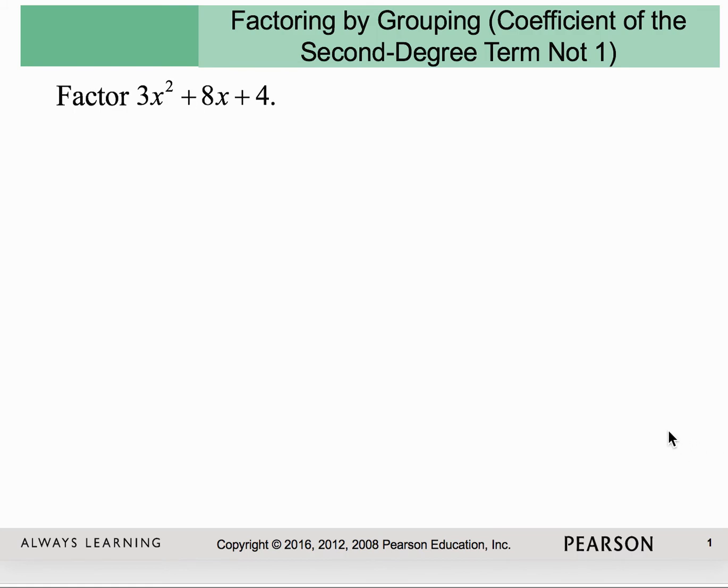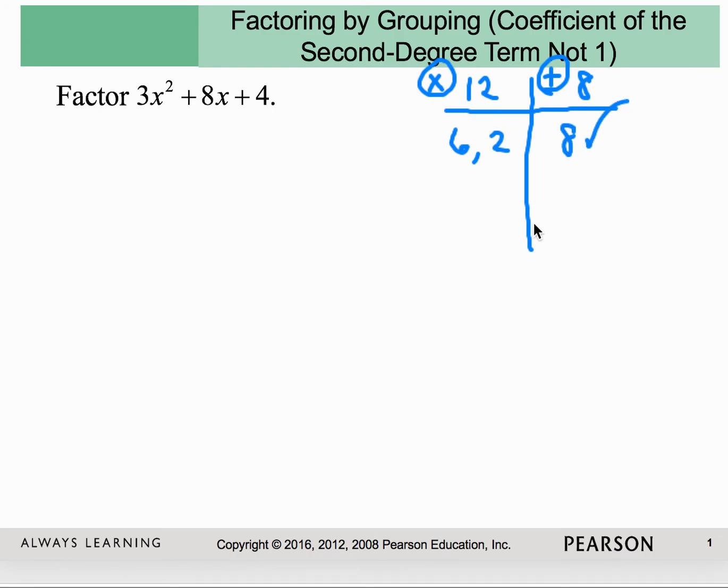If the coefficient is not 1, this time I'm still looking for those two special numbers, but instead of multiplying to give just 4, I need them to multiply to give 4 times 3. Think about that. Really, we did that last time too, but if this is just a 1, 4 times 1, it was always just this number. So I've got to be careful of that. 4 times 3, and then add to give me 8. Those numbers are 6 and 2, because 6 times 2 is 12, and 6 plus 2 is 8. So we found our numbers.